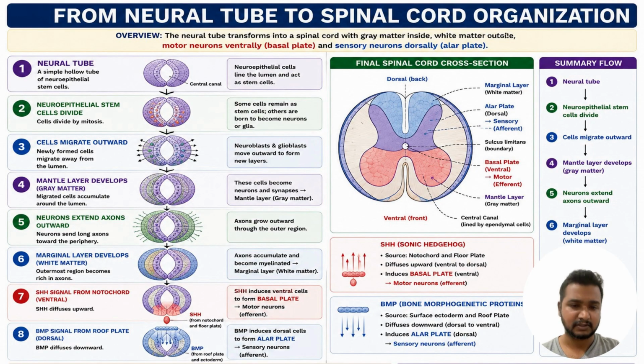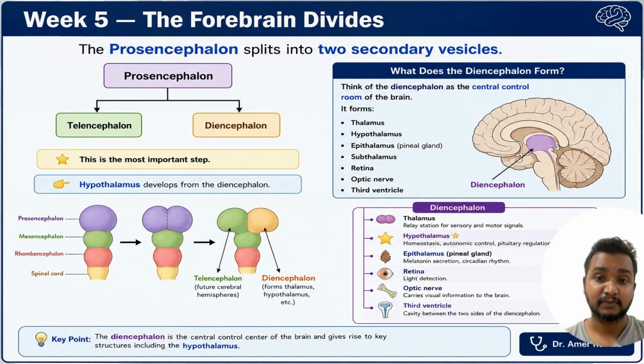Now let's move to the next topic and see how the forebrain continues to develop into the complex structures responsible for higher brain functions. Now that we've understood the formation of the primary brain vesicles, let's move to week 5, where one of the most important developmental events takes place. The forebrain, also known as the prosencephalon, begins to divide.